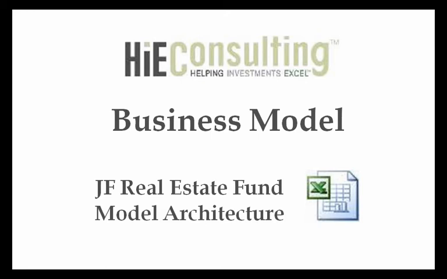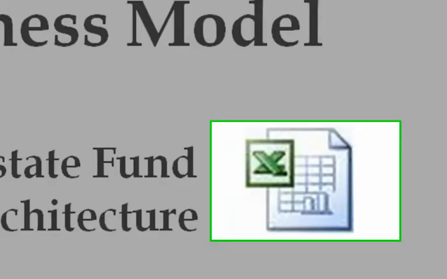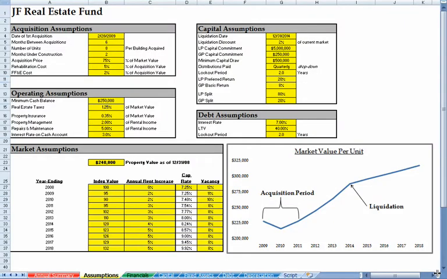The John Franklin real estate model is a great example of HiE's dynamic business models. In this demonstration, we will see how a basic model framework can transform your assumptions into complex forecasts. We begin the model architecture section on the Assumptions tab.